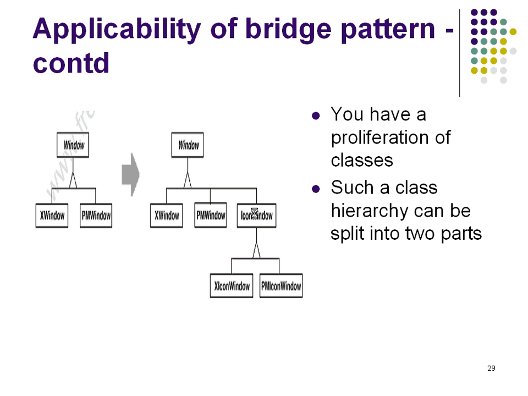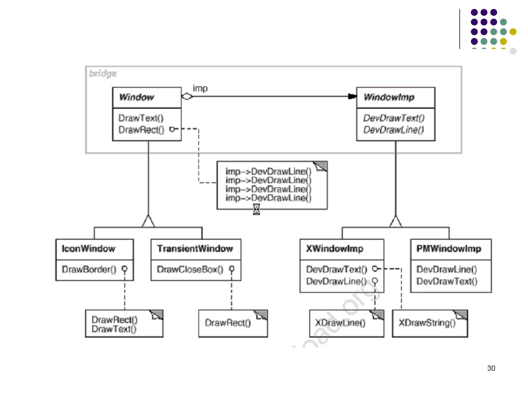And to have a more elegant solution, what we can do is to split this class hierarchy into 2 parts. And this is what we are going to do. On the right side, we have the Windows implementation class, and the X window implementation and the PM window derived from that. This class has 2 methods. One is def draw text, and the other is def draw line. And these 2 methods are implemented by the derived class.